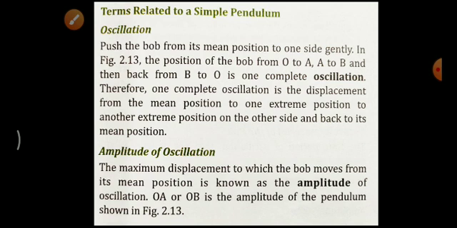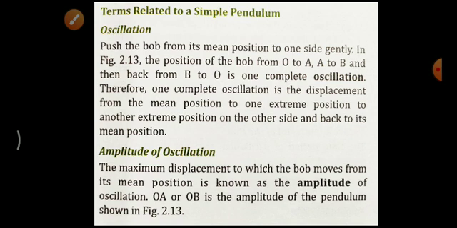That means from wherever it starts, again it will move and come back to that position, then it is called one complete oscillation. Okay, if we consider from the mean position, then from the mean position to the left hand side extreme position, then from that left hand side extreme position to the right hand side extreme position and again back to the mean position, that is one complete oscillation. Or we can also define this as from one extreme position to another extreme position and again back to the initial extreme position, then that is called one complete oscillation.